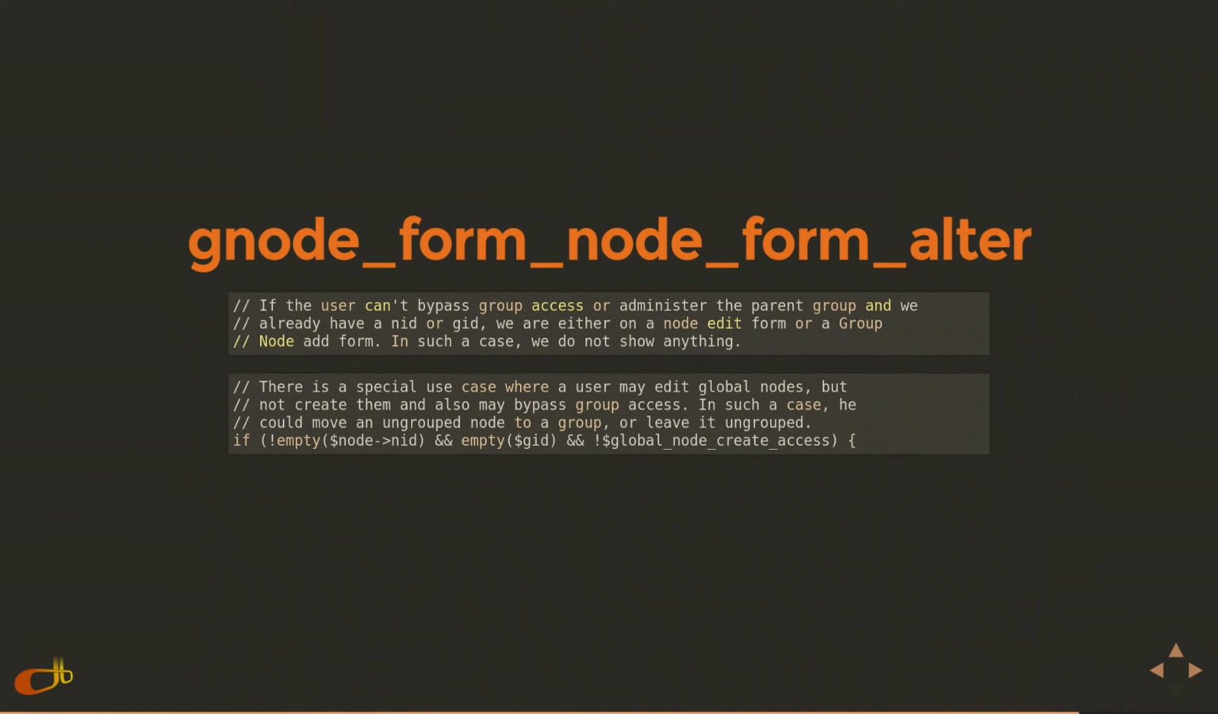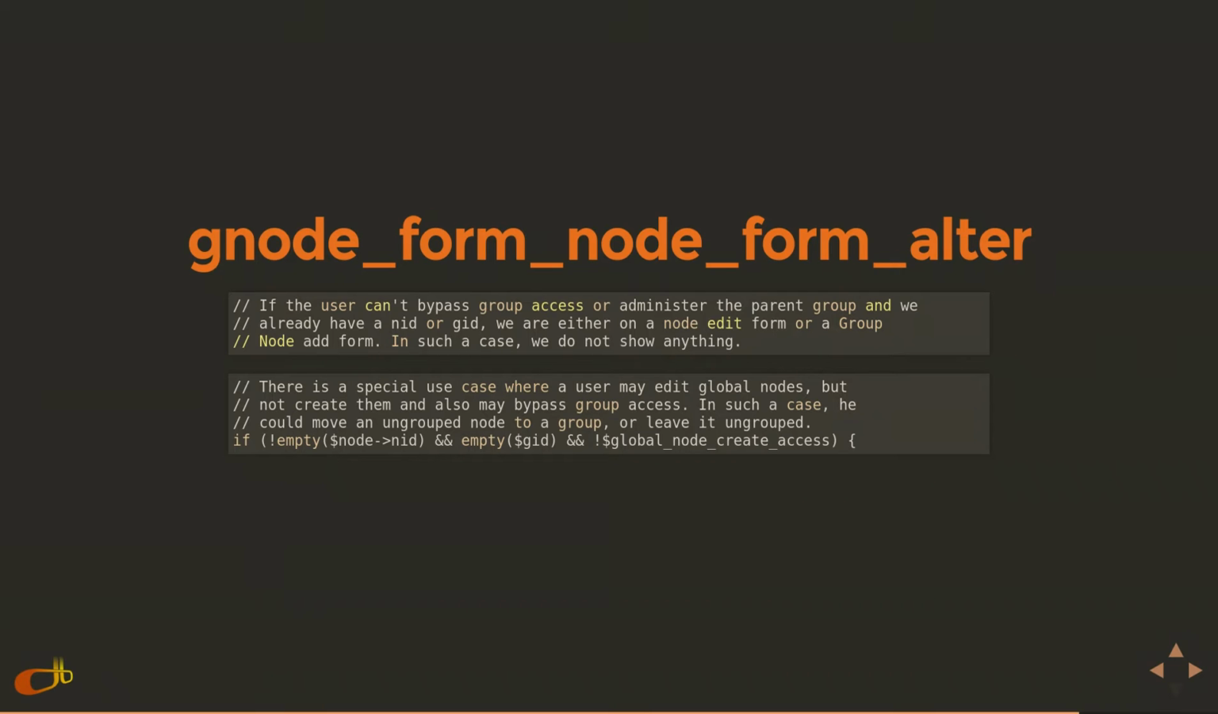Now, this may seem repetitive, but I'm just trying to illustrate that everything in this module has a doc block like this and has comments like I've shown. And it's not just core group. So this is gnode form alter. This integrates group with the node edit form.